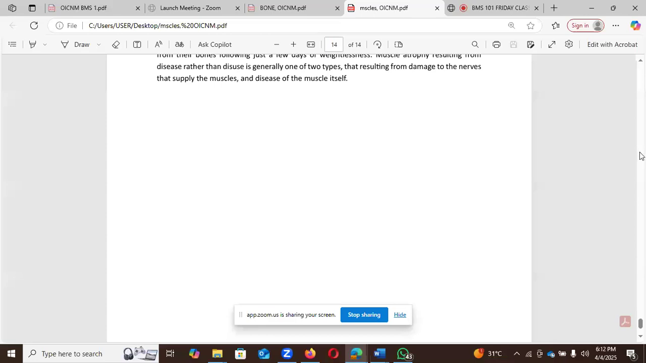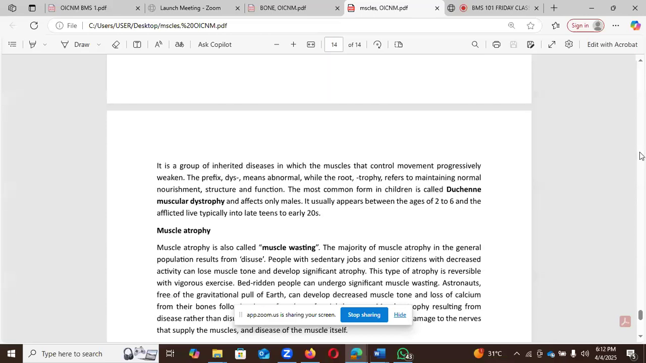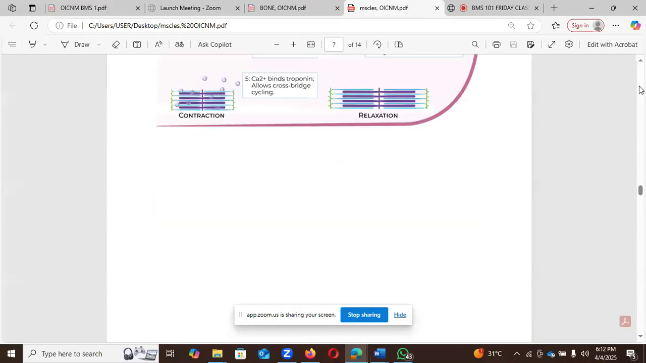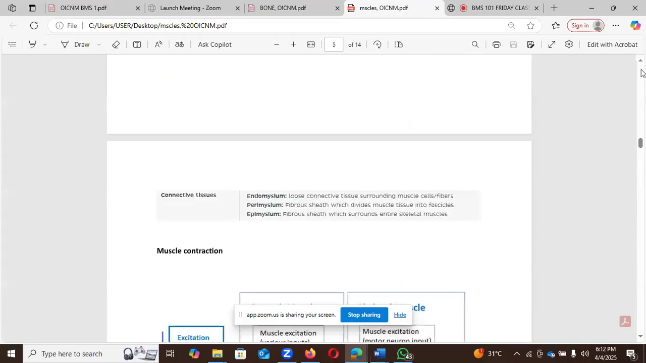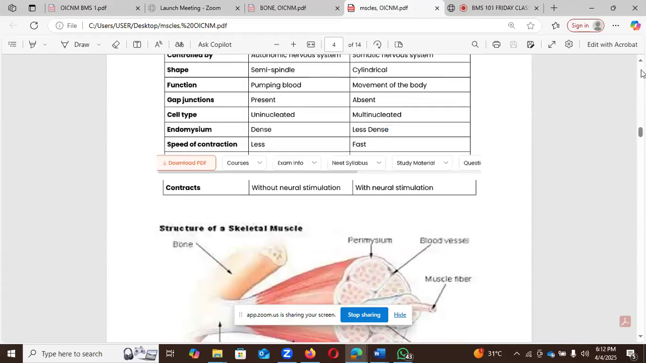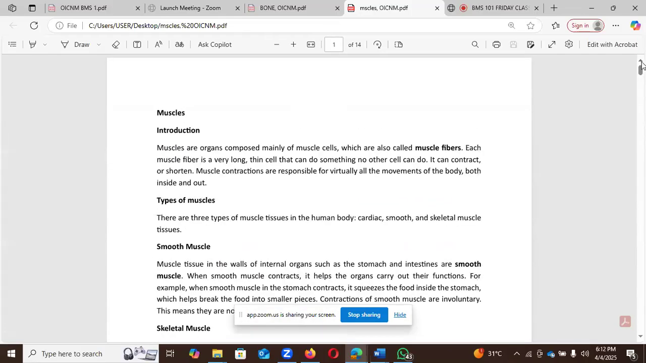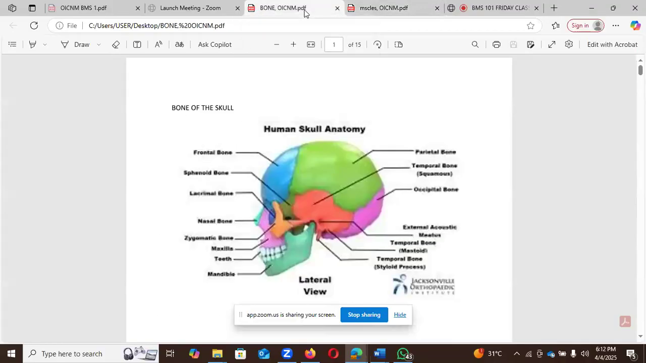So these are the discussion concerning bones and muscle for today. So we'll go into questions and answers because I know that you have many questions.